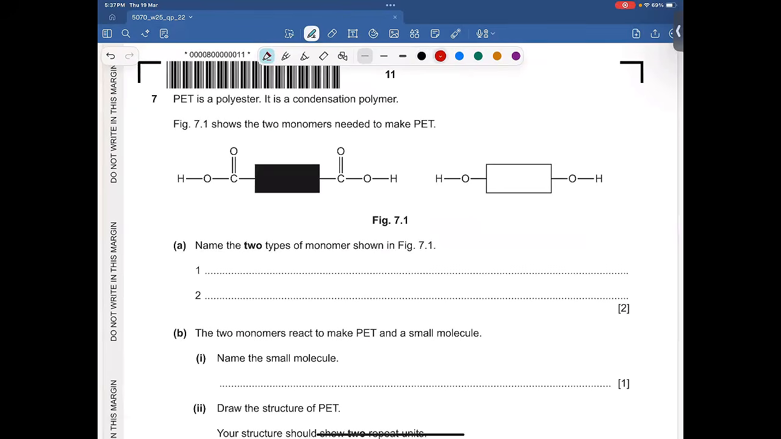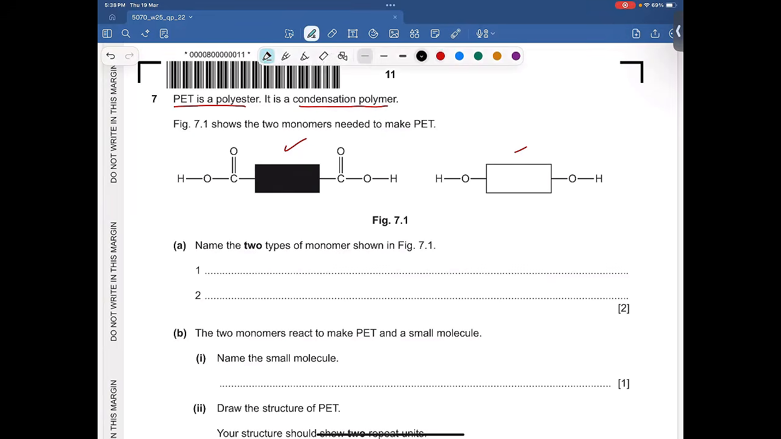PET is a polyester and it is a condensation polymer. This is dicarboxylic acid. This is diol. That's what we have done in the class. One box is shaded, another box is unshaded. This shaded box and unshaded box represent hydrocarbon chains. Obviously, these different boxes represent different hydrocarbon chains, which means hydrocarbon chains are different in both the boxes. All right. Name two types of monomers shown in this.